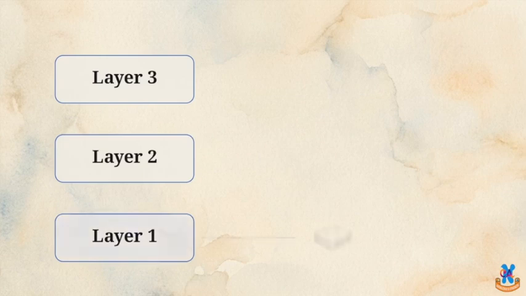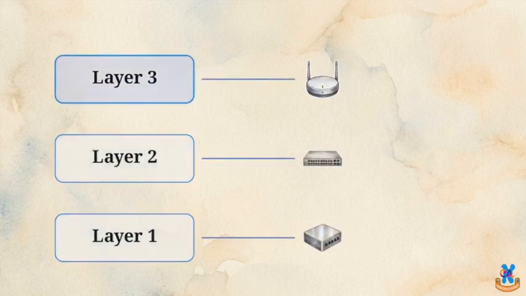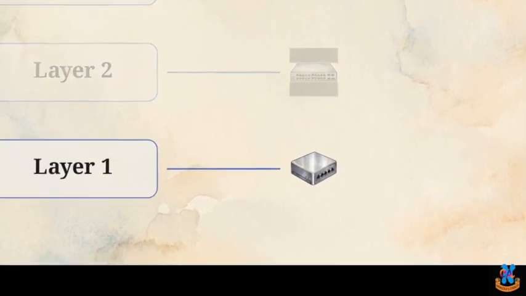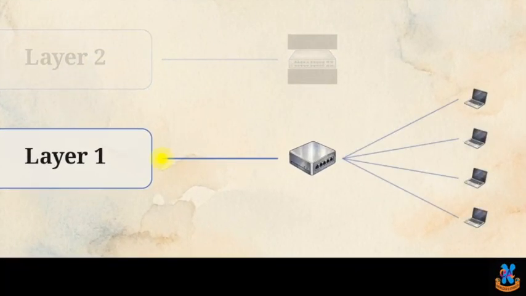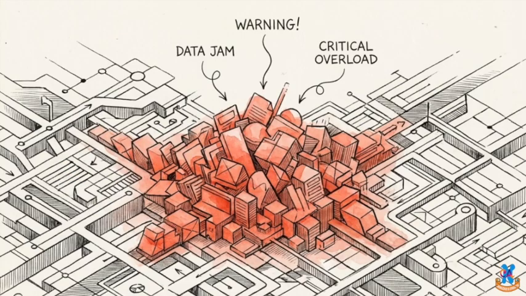Network devices are categorized by OSI layers. The hub sits at layer 1, the switch at layer 2, and the router at layer 3. A hub operates on the physical layer. It receives a data packet and blindly broadcasts it to every single connected device on the network. This causes massive congestion and offers very little security.